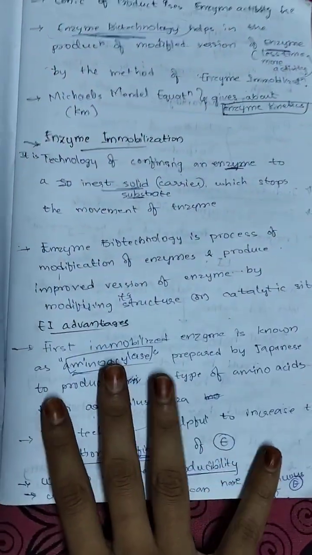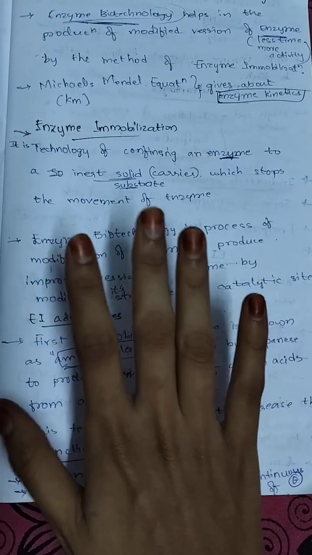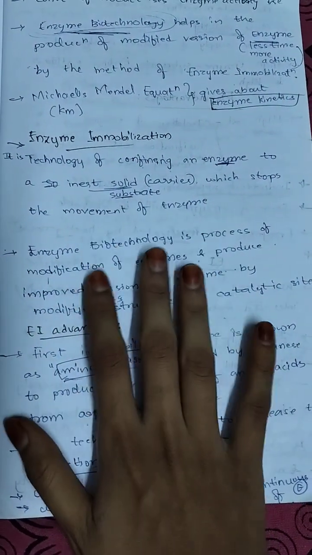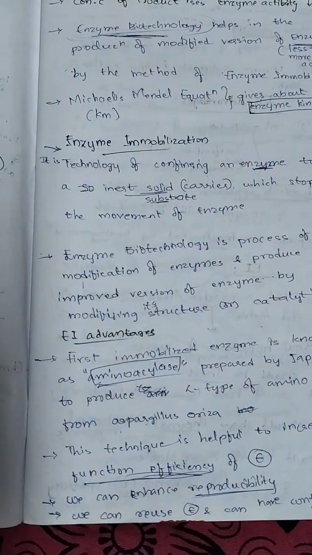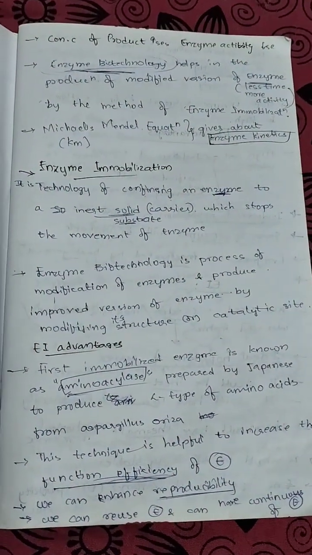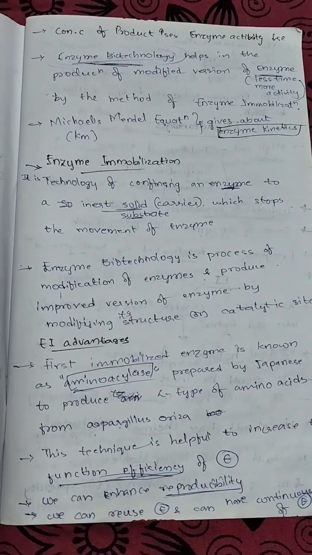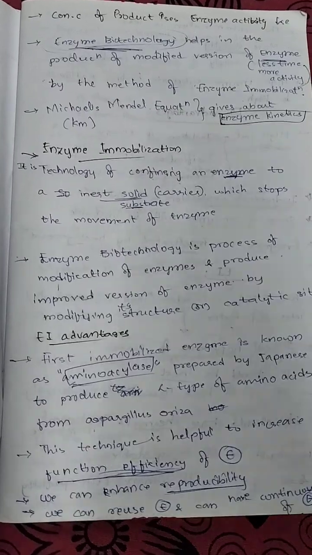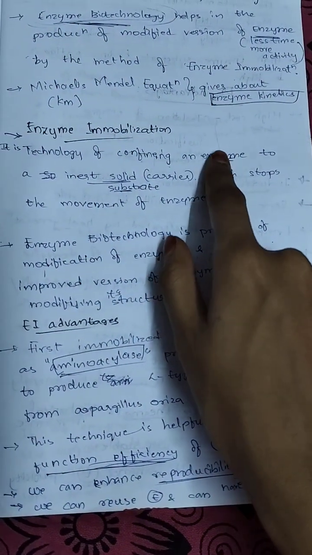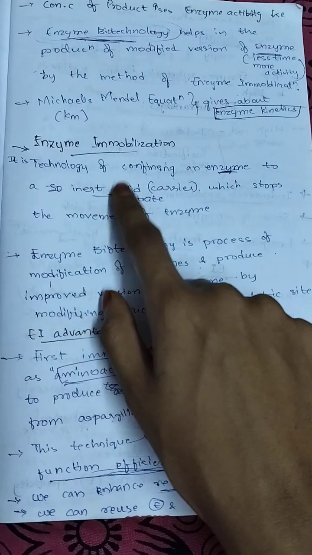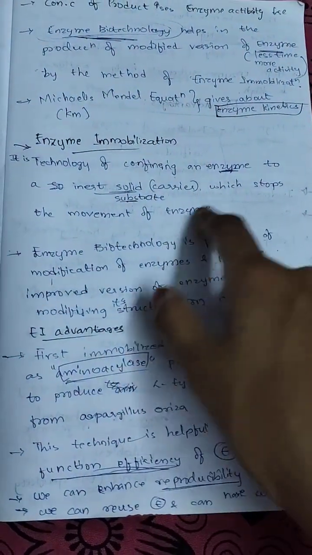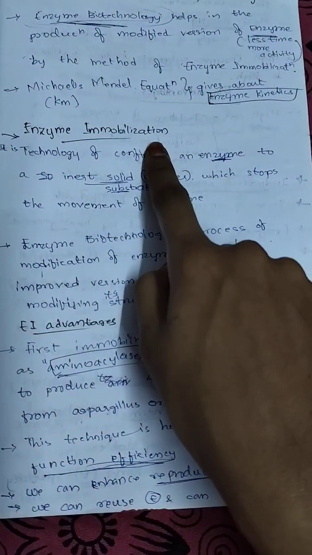Now we are going to study enzyme immobilization. What is enzyme immobilization? It is a technique in which an enzyme is attached or confined to an inert solid matrix, which prevents the movement of the enzyme. This technology is known as enzyme immobilization.